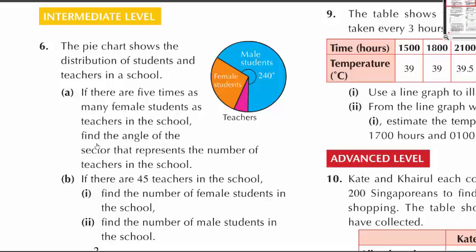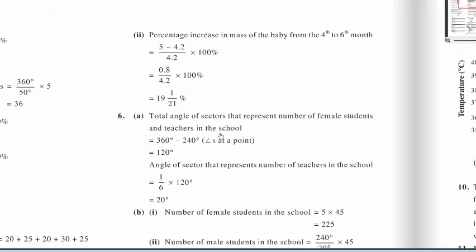So they want you to find the angle of the sector that represents the number of teachers in the school. We know that 6 parts will represent the size of this angle. So let's find the size of this angle by taking 360 minus 240. After that, we'll use 6 parts to represent this angle. If you want, the teachers will correspond to 1 part of this angle. Okay, so that's what we do.